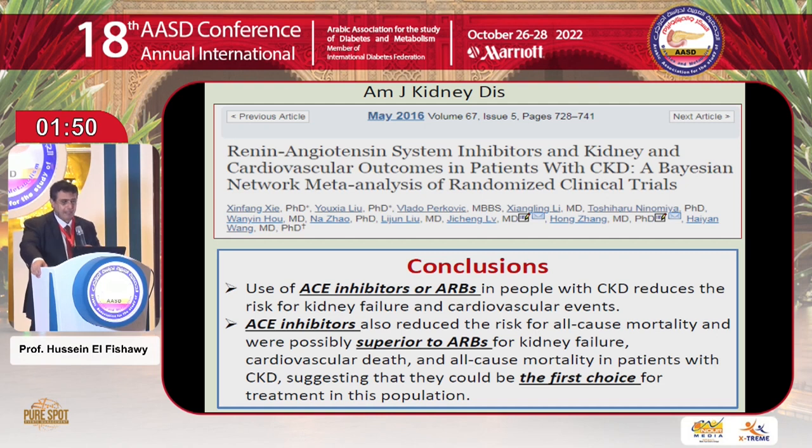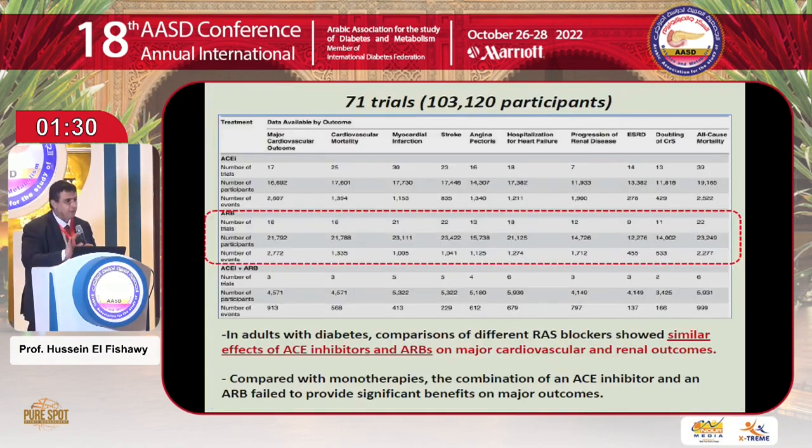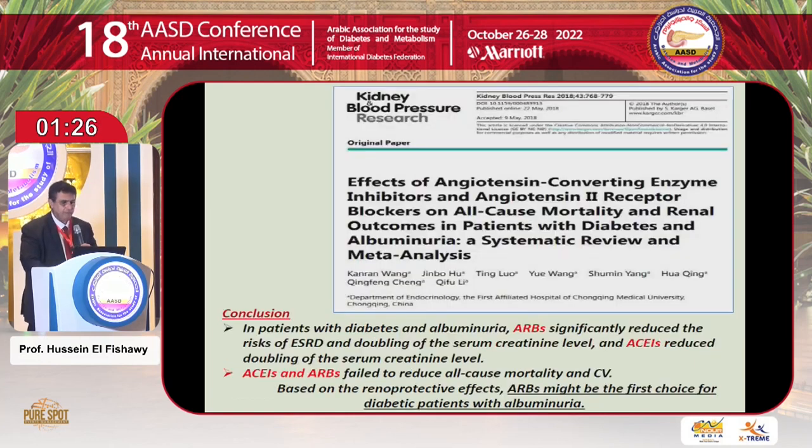But another meta-analysis showed that ACE inhibitors and ARBs are the same regarding renoprotective and cardioprotective effect, but ACE inhibitors have, of course, reduced the overall mortality rate in this situation. But other studies and meta-analyses showed that there is no difference between ACE inhibitors and ARBs regarding their cardioprotective and renoprotective effect.